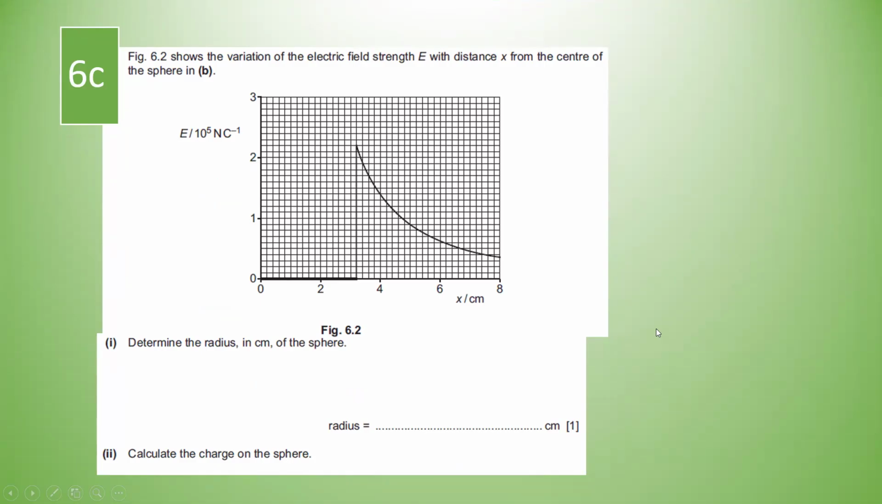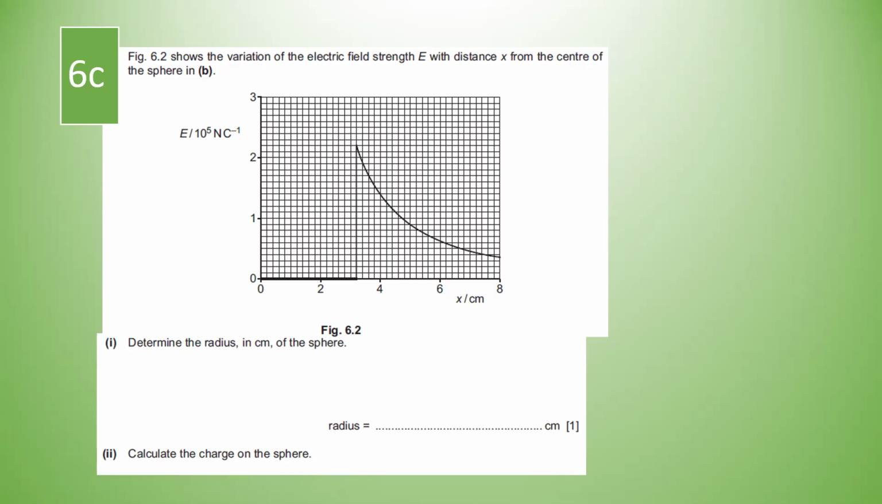You can expect that the question on electric field is going to be non-uniform field. Uniform field used to be AS, now it's in A2. Earlier years, they test you, but now they are going back to non-uniform field. Figure 6.2 shows a variation of electric field with distance x from the center of the sphere. Determine the radius.